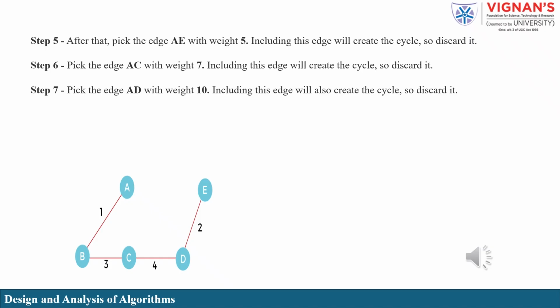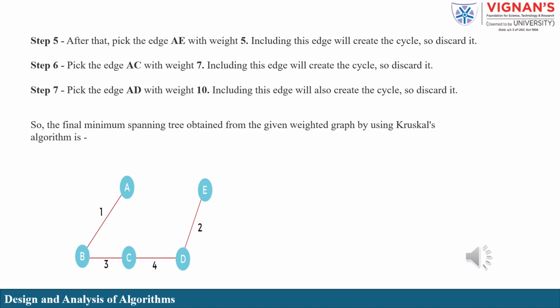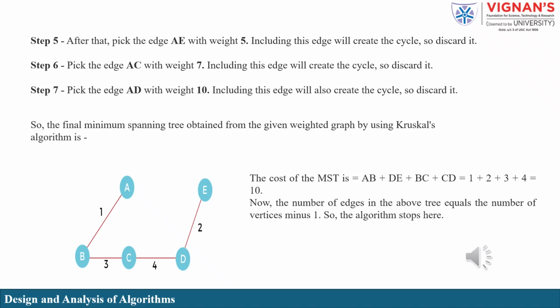Final result. The minimum spanning tree, MST, obtained using Kruskal's algorithm contains the edges AB, DE, BC, and CD. The total cost of the MST is 1 plus 2 plus 3 plus 4 is equal to 10. Since the number of edges in the tree is |V|-1, the algorithm stops here.